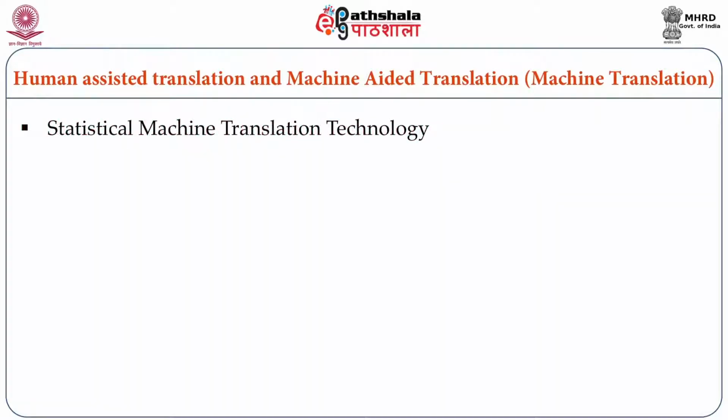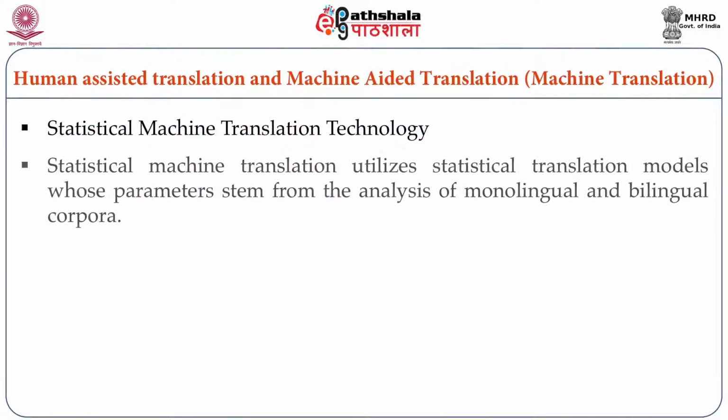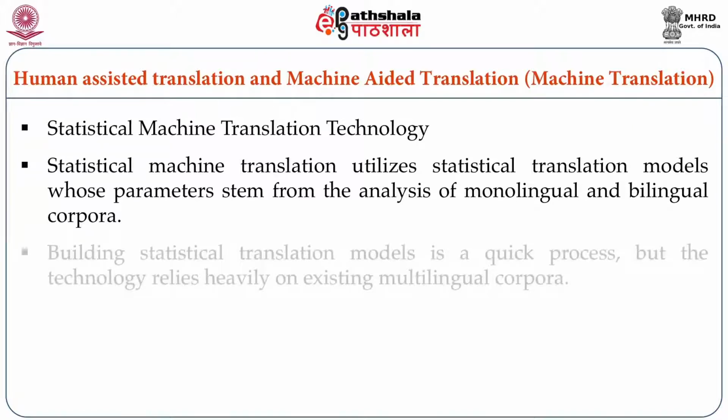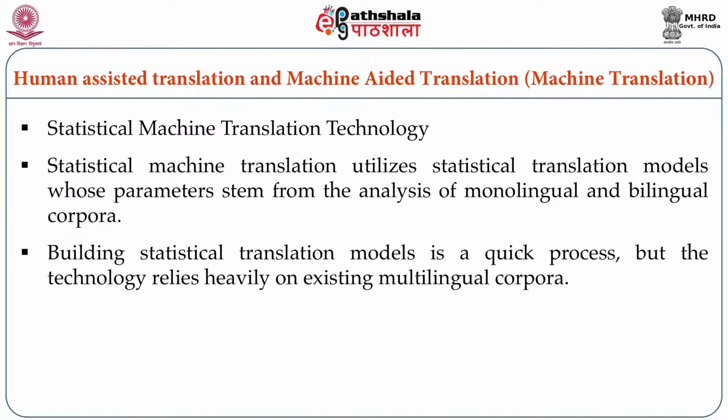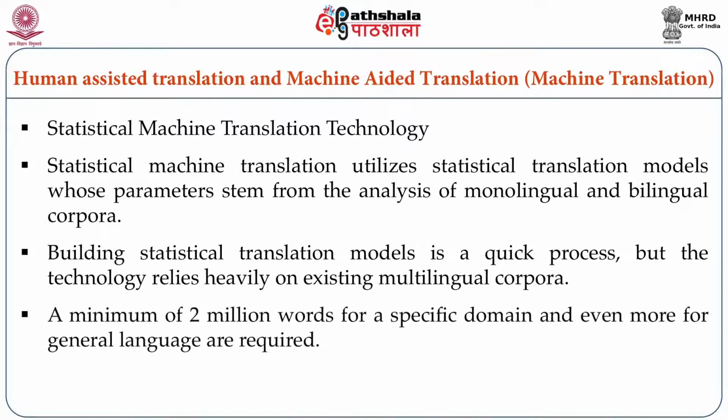Now, statistical machine translation technology. Statistical machine translation utilizes statistical translation models whose parameters stem from the analysis of monolingual and bilingual corpora. Building statistical translation models is a quick process, but the technology relies heavily on existing multilingual corpora. A minimum of 2 million words for a specific domain and even more for general language are required.